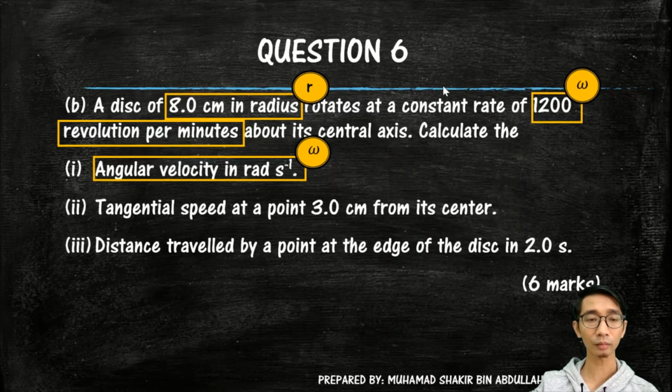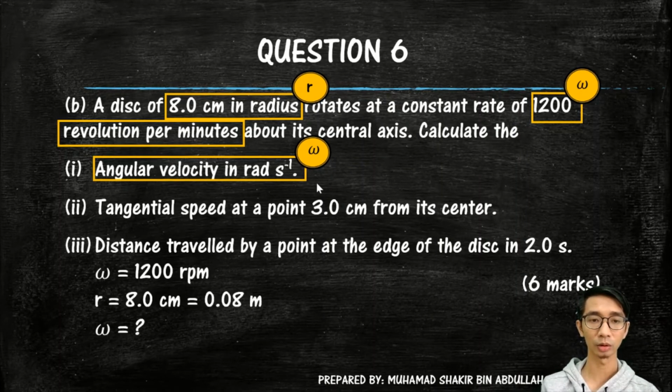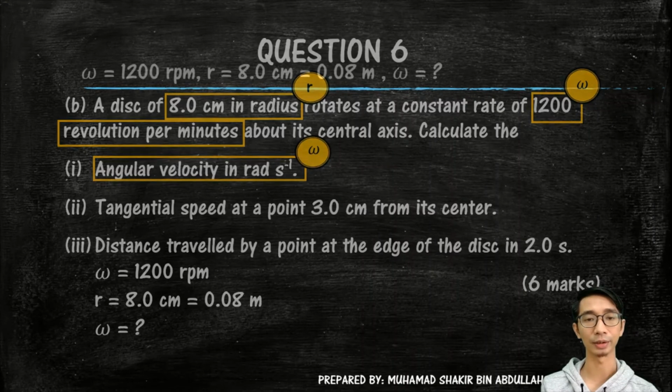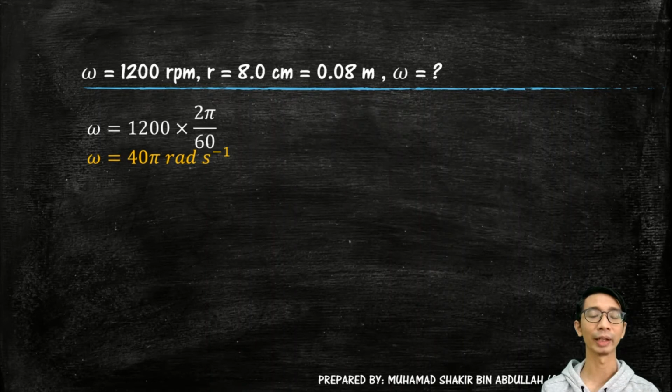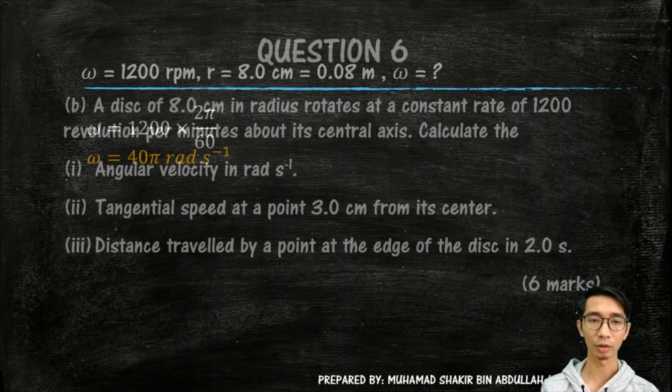Now we write down our information. Again, 1200 rpm, r is 8.0 centimeters, equal to 0.08 meters, converted into SI units. So what is our angular velocity in radians per second? Here's our working, very simple: 1200 times 2 pi divided by 60, because 1 rpm equals 2 pi over 60 radians per second. So when you convert, you multiply by 2 pi divided by 60, and you get 40 pi radians per second.